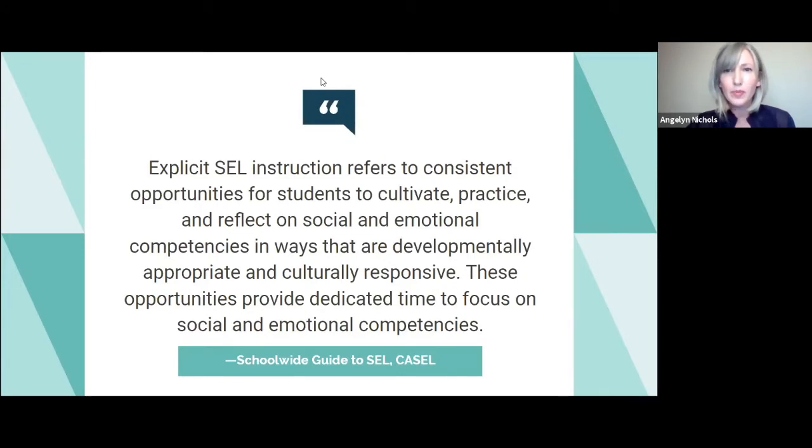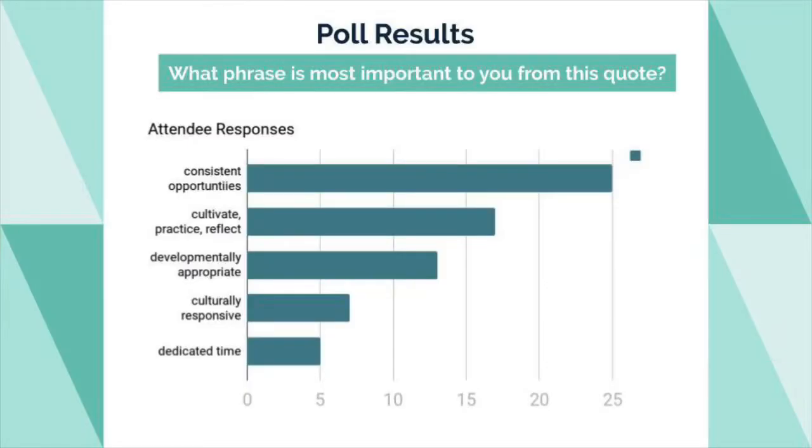We're at about 90% voted, so I'm going to give it just a couple more seconds, and I can share these results with you. We see that consistent opportunity took the lead today, so that 37% of us really wanting those consistent opportunities. But it's nice to see that the rest of those are sort of scattered throughout.